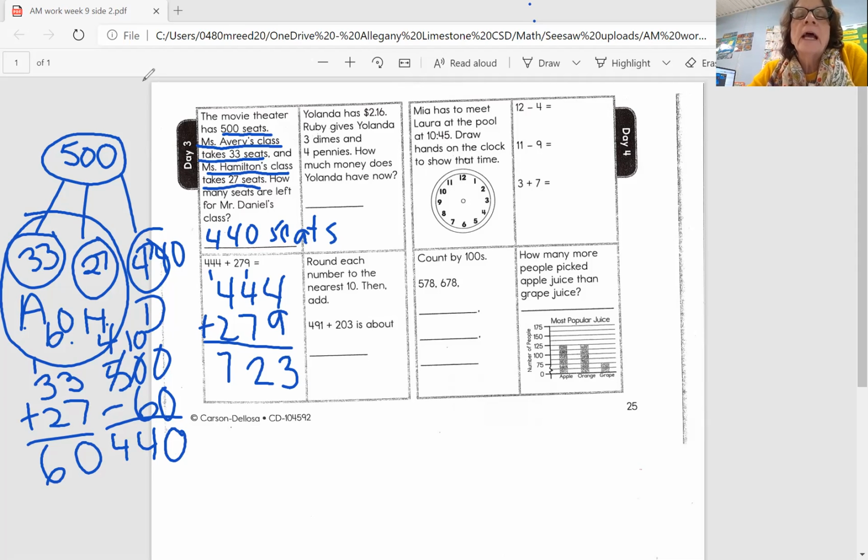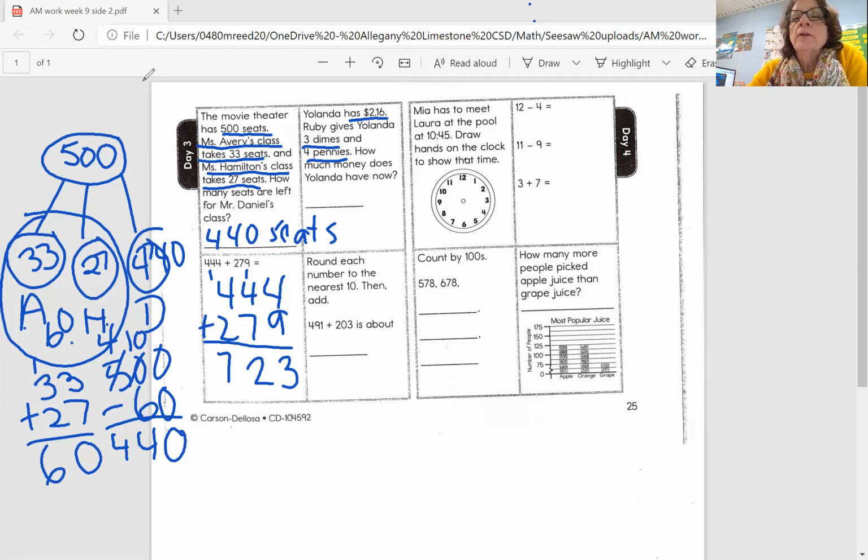It says Yolanda has $2.16, so I'm going to underline that. Ruby gives Yolanda 3 dimes and 4 pennies. So that's what she gives her, that much money. How much money does Yolanda have more? So Yolanda has some money. Ruby gives her more money. So I have to add the money that Yolanda had to the money that Ruby gives her. She's getting more money. So what I like to do is I like to count on.